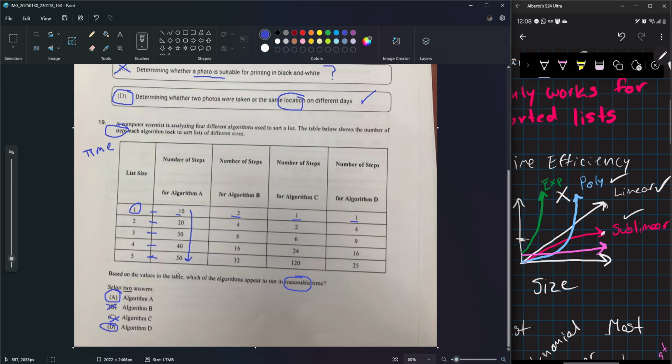Well, not the fastest ones, because this one's not faster than this one. But this one, look at how it grows. It grows faster than this one. Because this one is 4, then 9, then 16, then 25. This one jumps from 16 to 32. That's bad. This one's also really bad. 120. That takes too long.